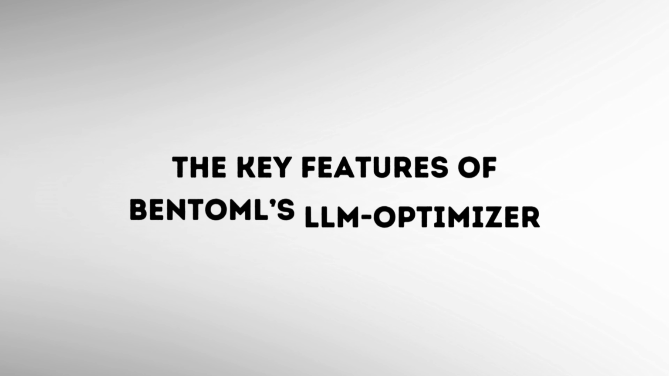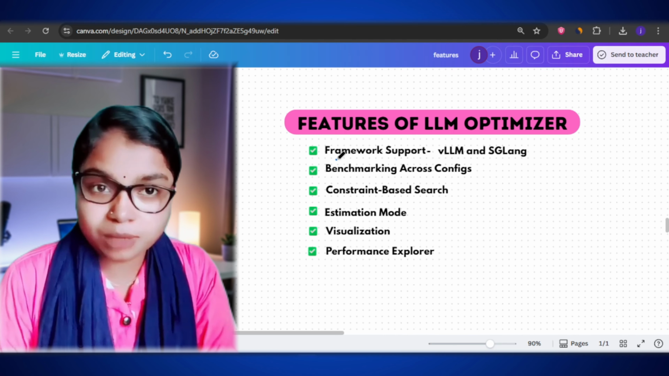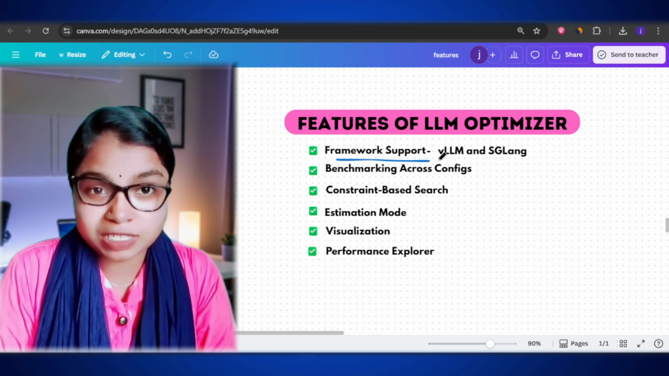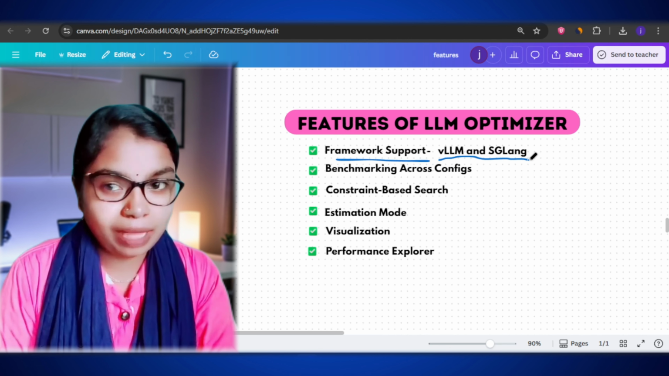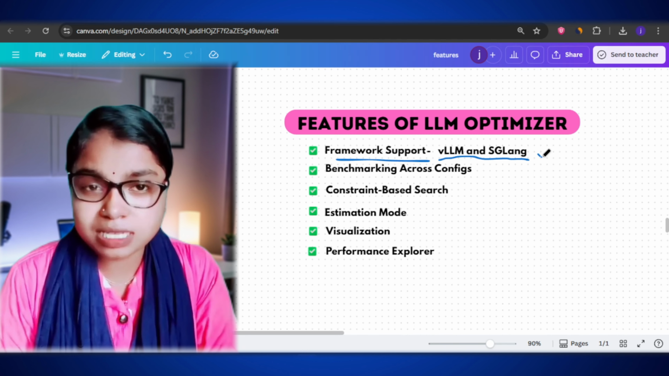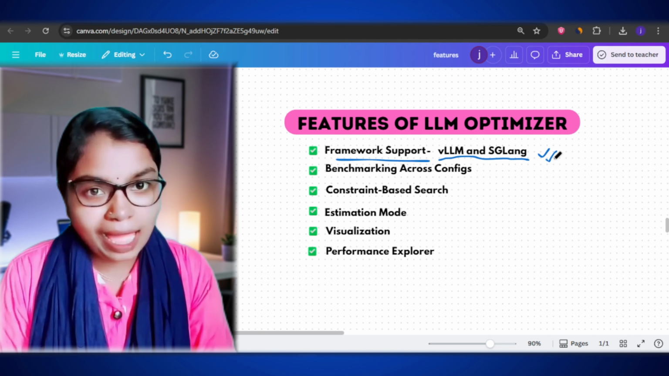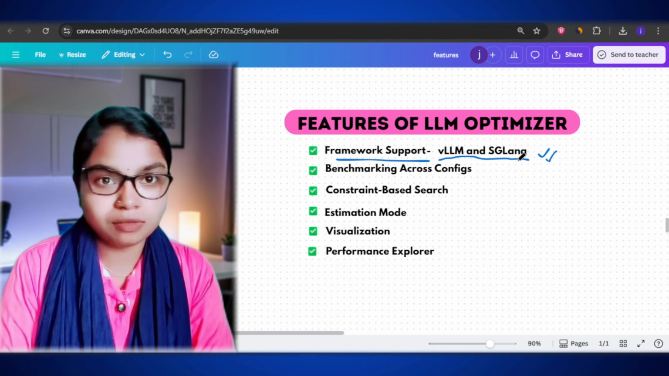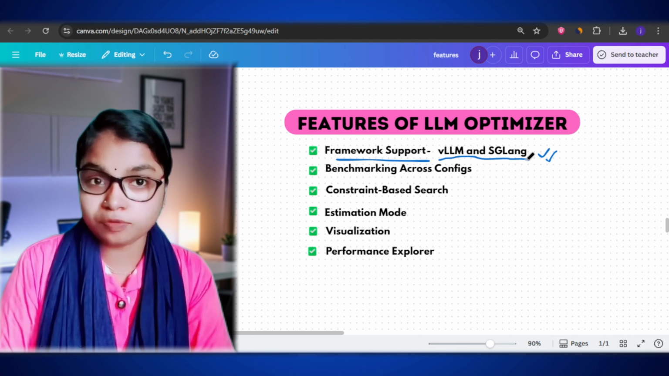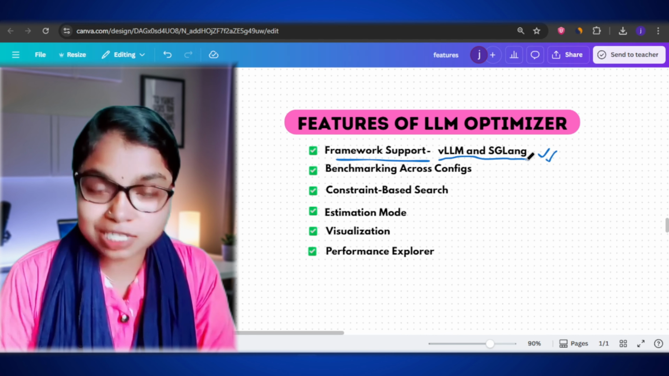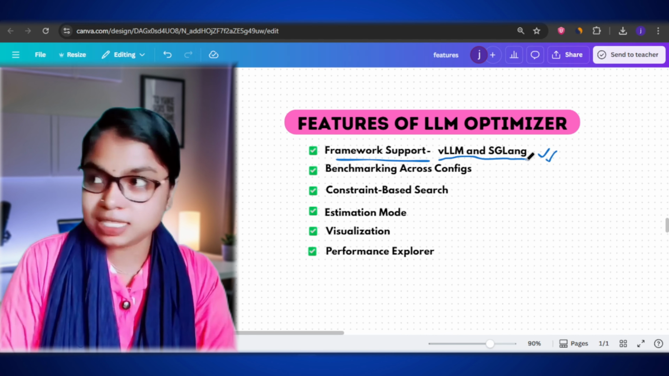Now let's talk about the key features of BentoML's LLM Optimizer. This is really where the tool shines because it's packed with smart capabilities that make life much easier for anyone who is trying to run large language models efficiently. First, LLM Optimizer works with two of the most popular inference frameworks available today, vLLM and SGLang. If you are already using either of these frameworks to serve your models, the optimizer can directly connect with them and help fine-tune their settings. Since both vLLM and SGLang are already known for being fast and powerful, having a tool that squeezes out even more performance from them is a big advantage.